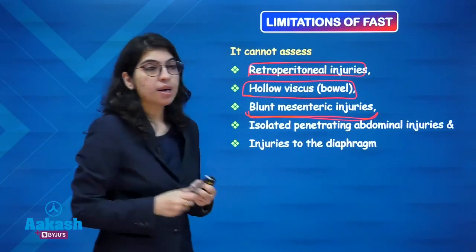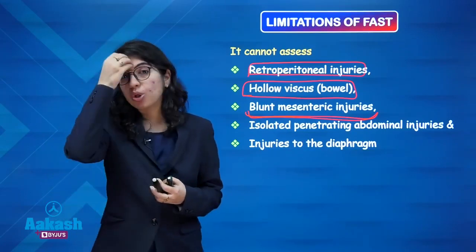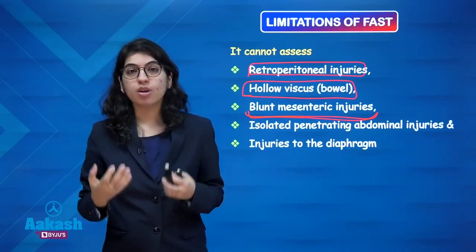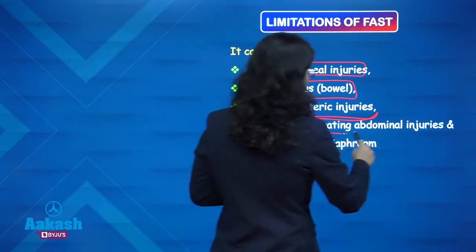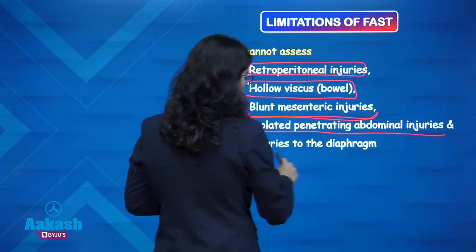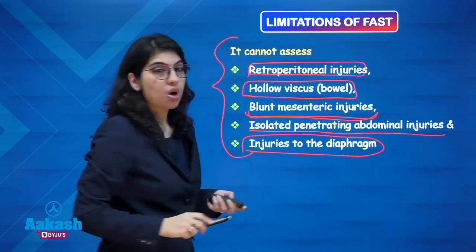Very, very important. Most of the time the mesentery is injured and there is a lot of hemoperitoneum, but you are not able to find out why it is there. So blunt mesenteric injuries can be missed. Isolated penetrating abdominal injuries and injuries to the diaphragm. These are the injuries which FAST cannot assess.